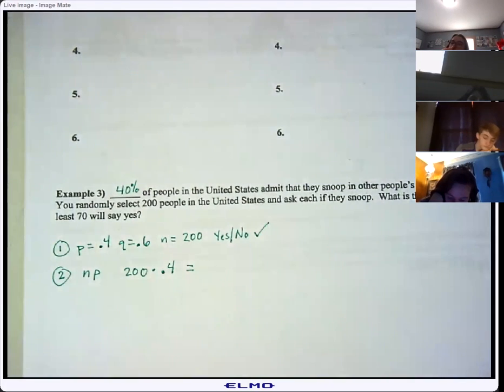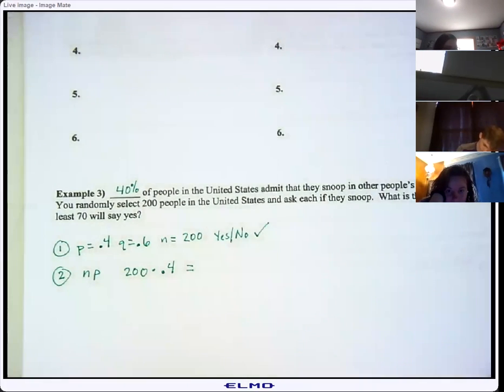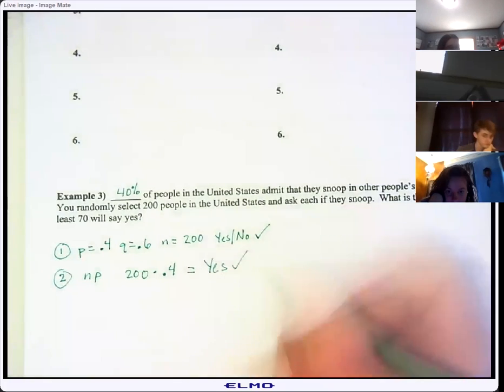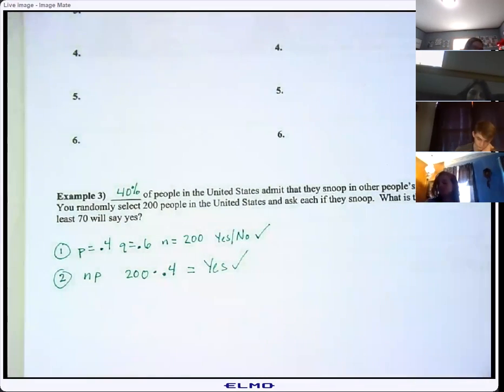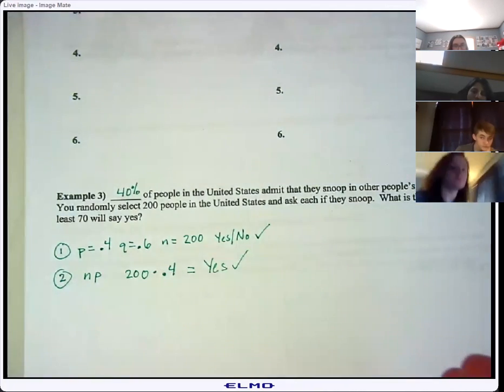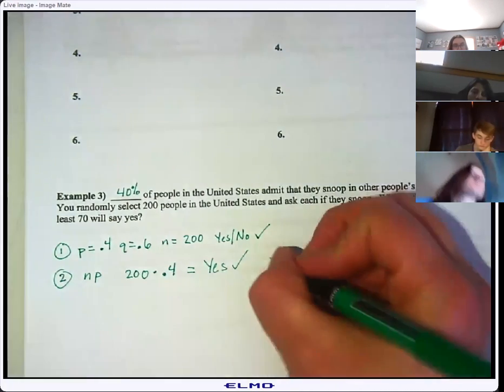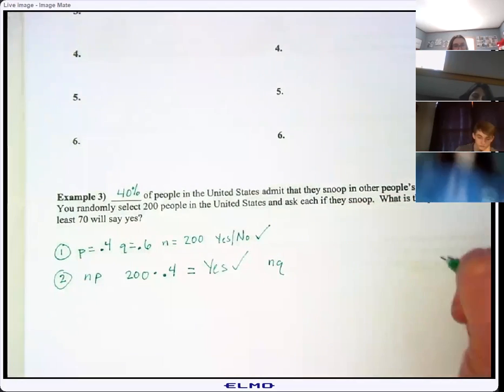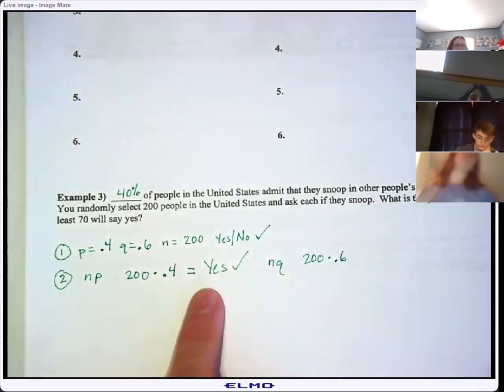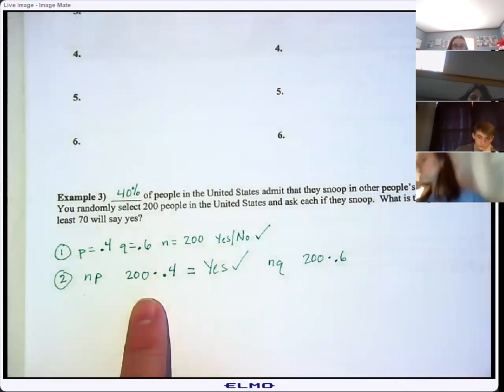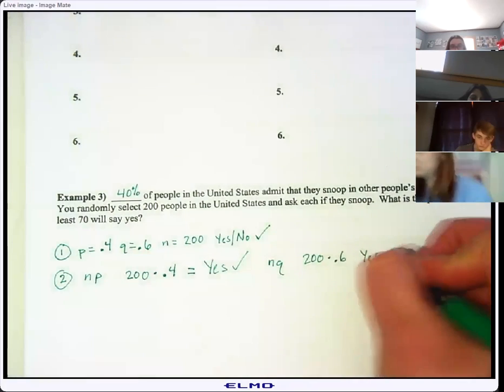Can you tell me, is 40% of 200 bigger than 5? Yes. I think of it like that. I wouldn't say 40% of 200, I'd just think 0.4 times 200 automatically. Right, and you can. I'm just saying you don't even have to know the answer. You just have to know, is it bigger than 5? And now, do you understand why we don't even need to check nq? Because that's 200 times 60%, which is also bigger than 5. But they both have to be bigger than 5.